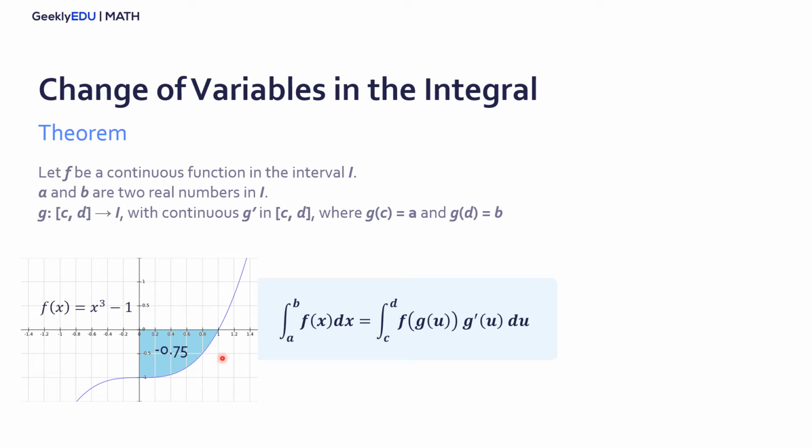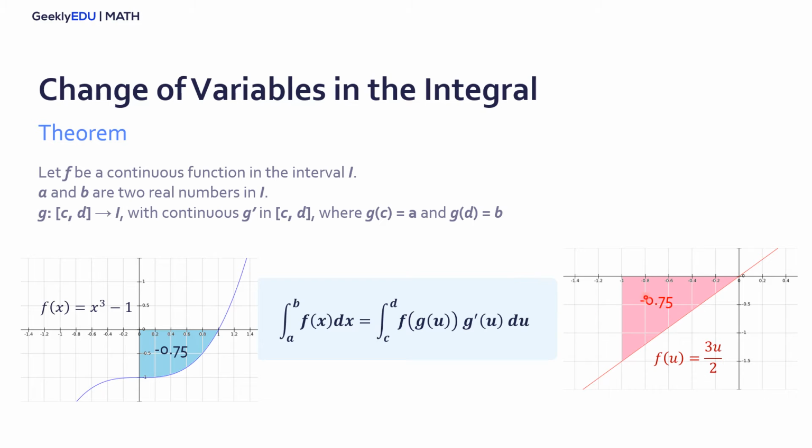So we want to transform this integral into an equivalent integral. For example, if we calculate this other integral of the function 3u over 2, from negative 1 to 0, you'll notice it's also negative 0.75. So we're basically transforming a certain integral into another one that's easier to solve.